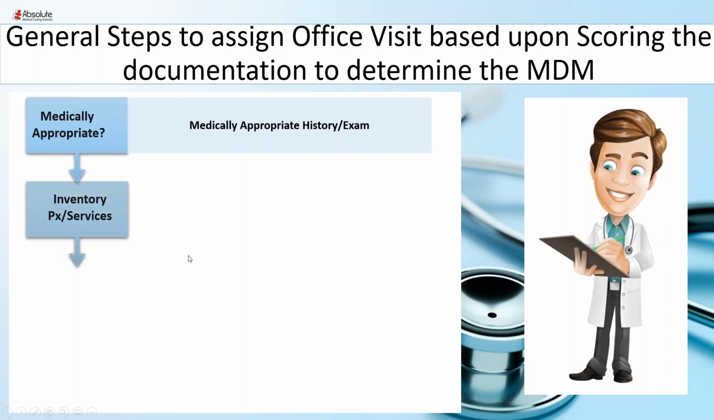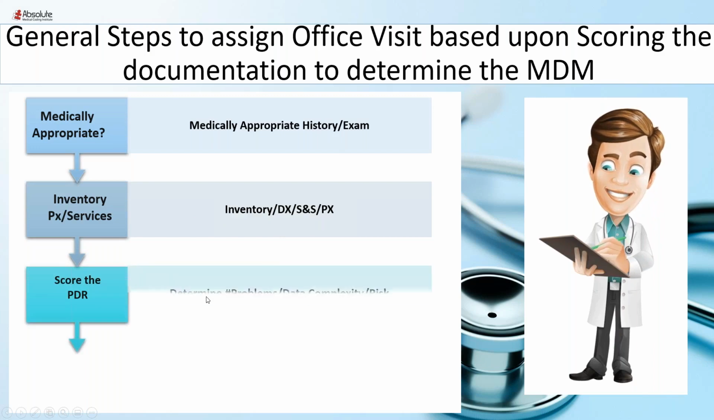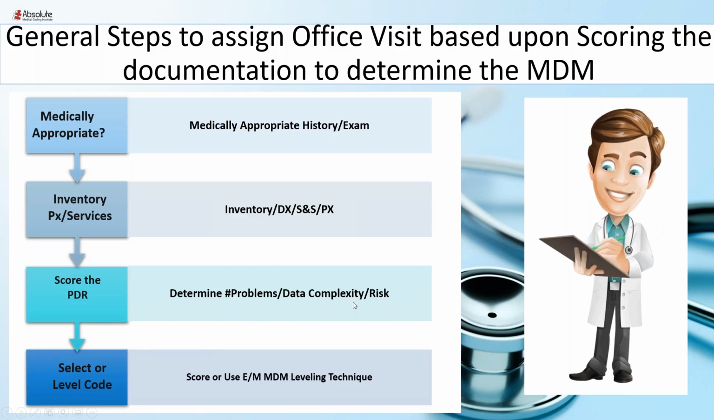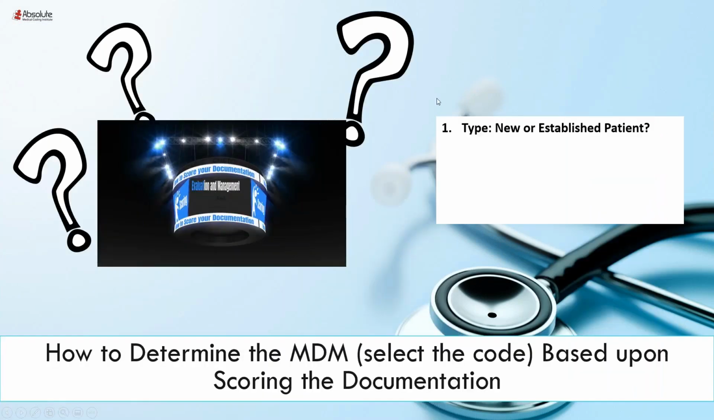Here are the general steps to assign an office visit based upon scoring the documentation to determine the medical decision making. Number 1, you have to have a medically appropriate history and/or exam. You're going to inventory your diagnoses, signs and symptoms, and procedures. You're going to score the PDR. You're going to determine the problems, data, and the complexity of risks. And finally, you're going to level or select the correct code, and you're going to use the MDM leveling technique to do it.